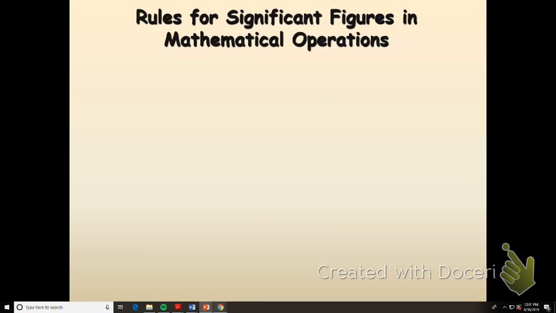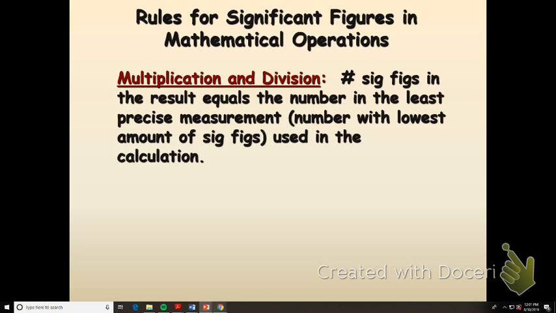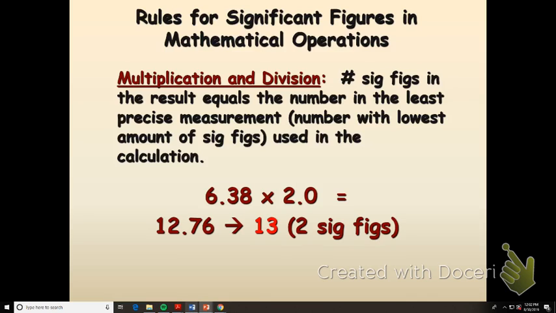Now math operations. Remember, there's a difference between multiplication and division, and then when you add or subtract. So multiplication and division, you need to look at the numbers that are given, like 6.38 times 2.0. And the rule is your calculation, whatever it says, you have to round it based on the least significant figures. So you have to count how many sig figs are in each number. Like this one's 3 sig figs, while 2.0 is 2 significant figures. So my answer, even though this is my calculator, I have to have only 2 significant figures.